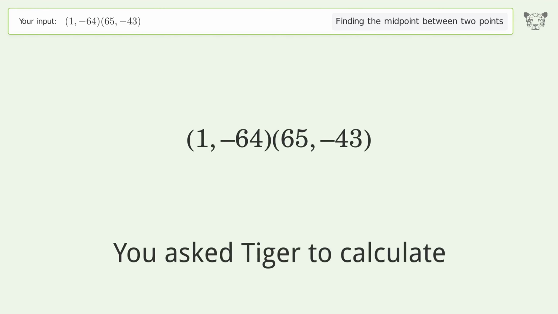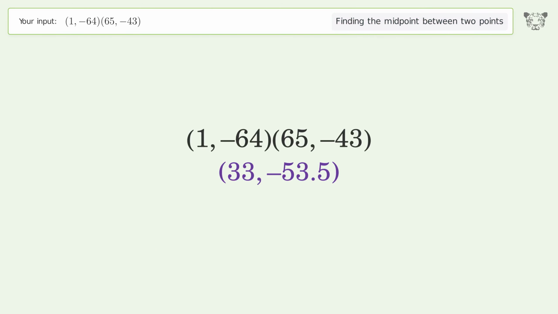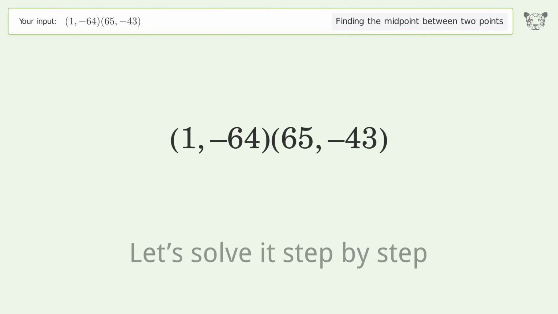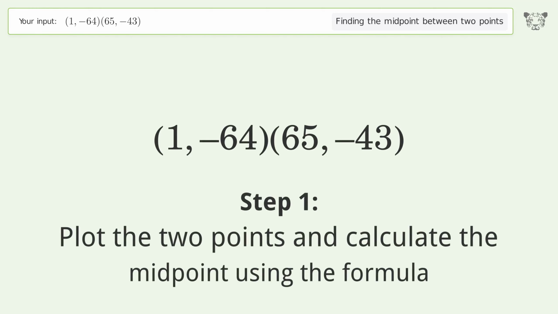You ask Tiger to calculate. This deals with finding the midpoint between 2 points. The midpoint between the 2 points is 33, negative 53.5. Let's solve it step by step. Plot the 2 points and calculate the midpoint using the formula.